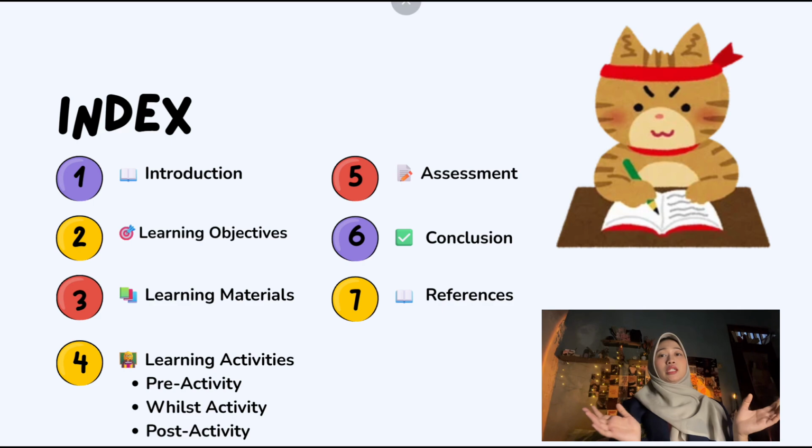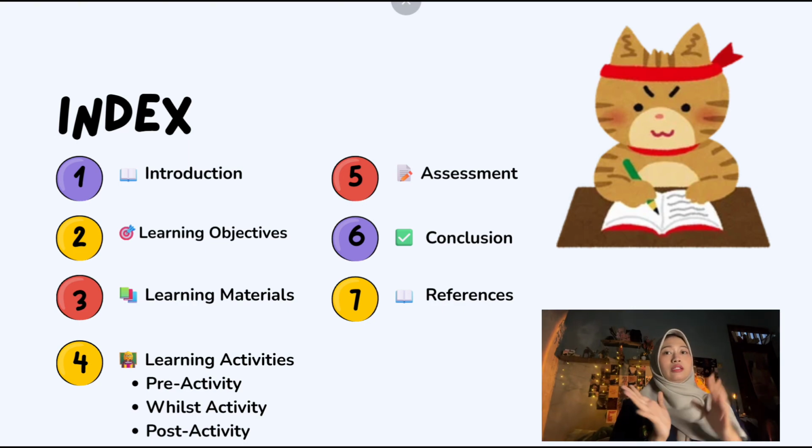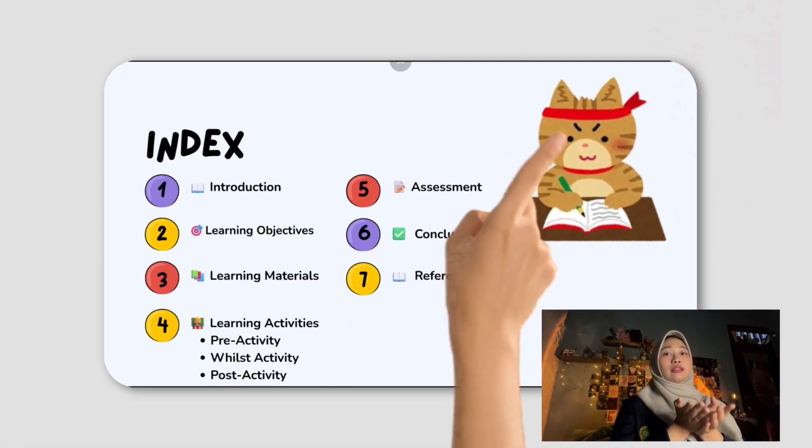So, from the lesson introduction, now let's move to the learning objectives. At the end of this lesson, students are expected to identify the main idea of a simple reading text, find specific information from the text, understand vocabulary related to daily activities, write a short paragraph about their own daily routines, and participate actively in a digital quiz. These objectives are arranged from understanding vocabulary to producing their own writing text.